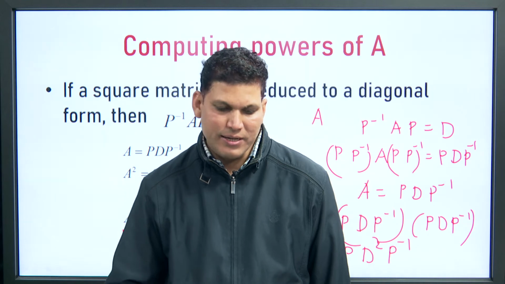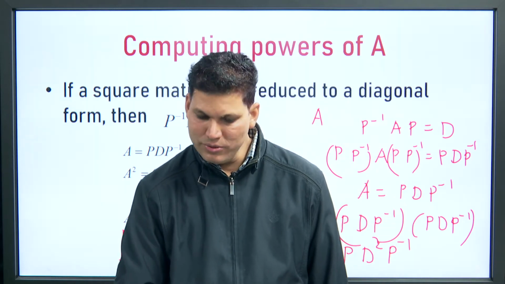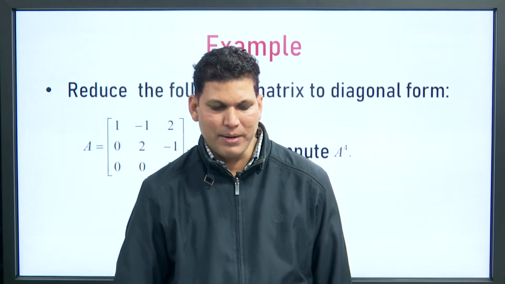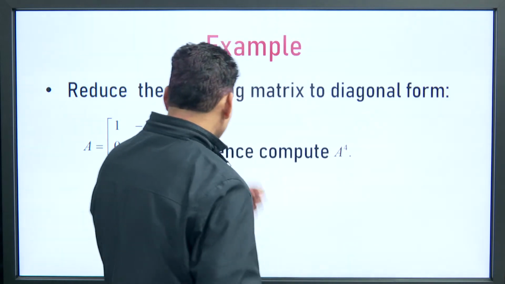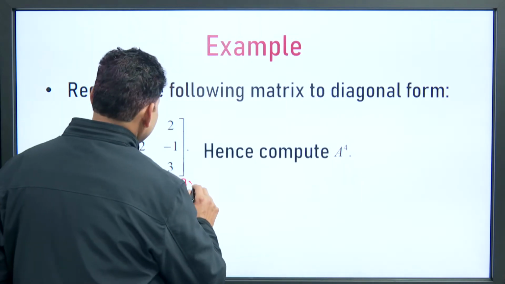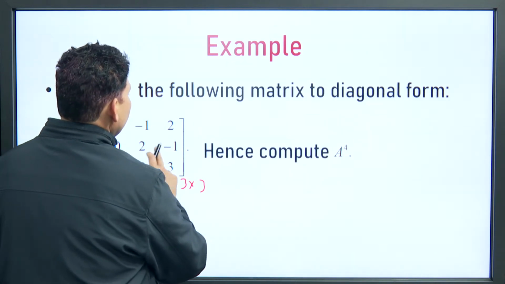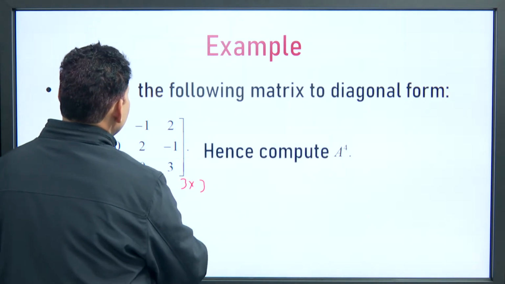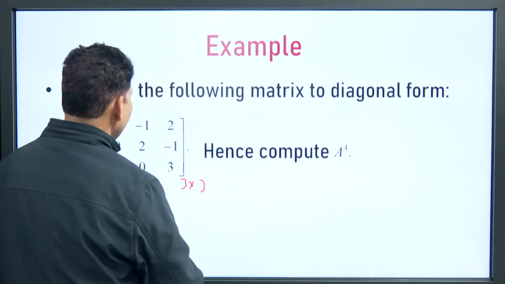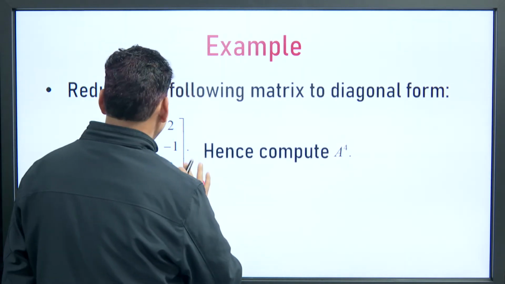In the first step we have to find the eigenvalues and eigenvectors. Suppose we have a matrix of order 3 cross 3: the first row is 1, minus 1, 2; the second row is 0, 2, minus 1; the third row is 0, 0, 3. This is actually an upper triangular matrix, a square matrix of order 3 cross 3.